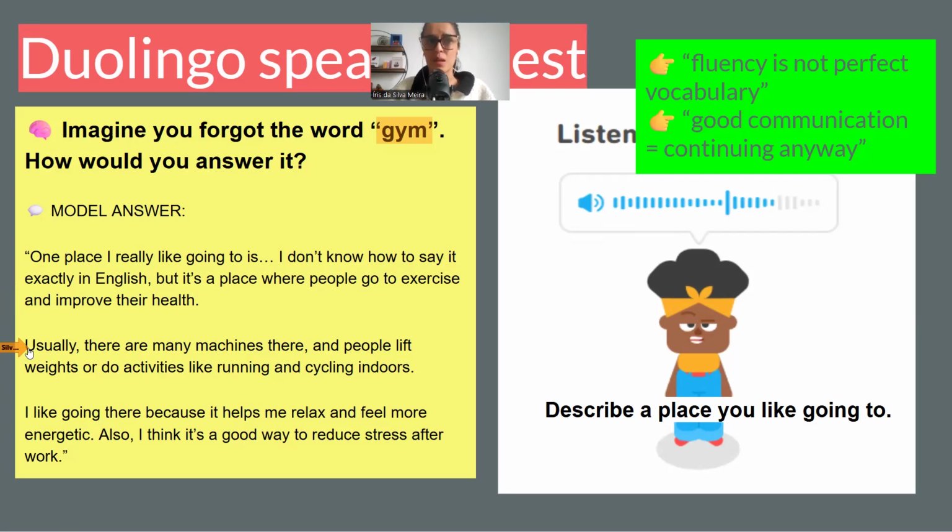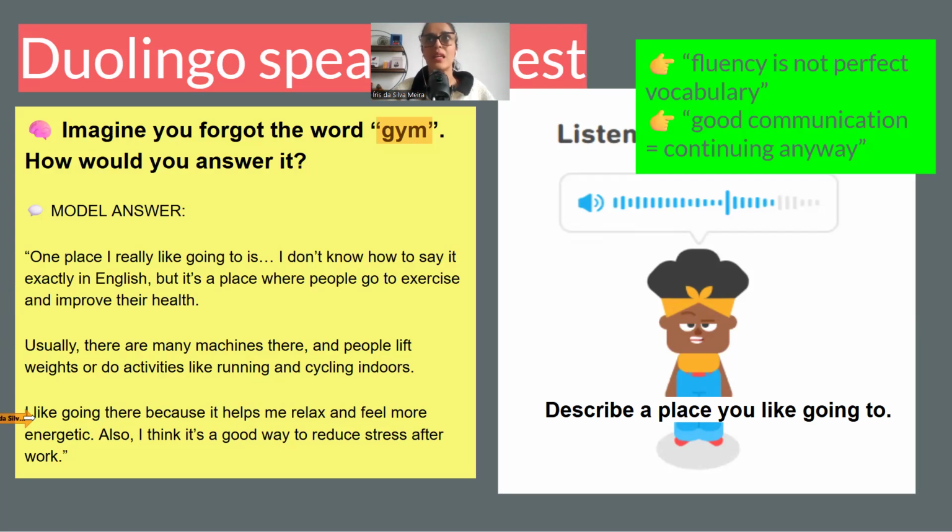Usually, there are many machines there, and people lift weights or do activities like running or cycling indoors. I like going there because it helps me relax and feel more energetic. Also, I think it's a good way to reduce stress after work.